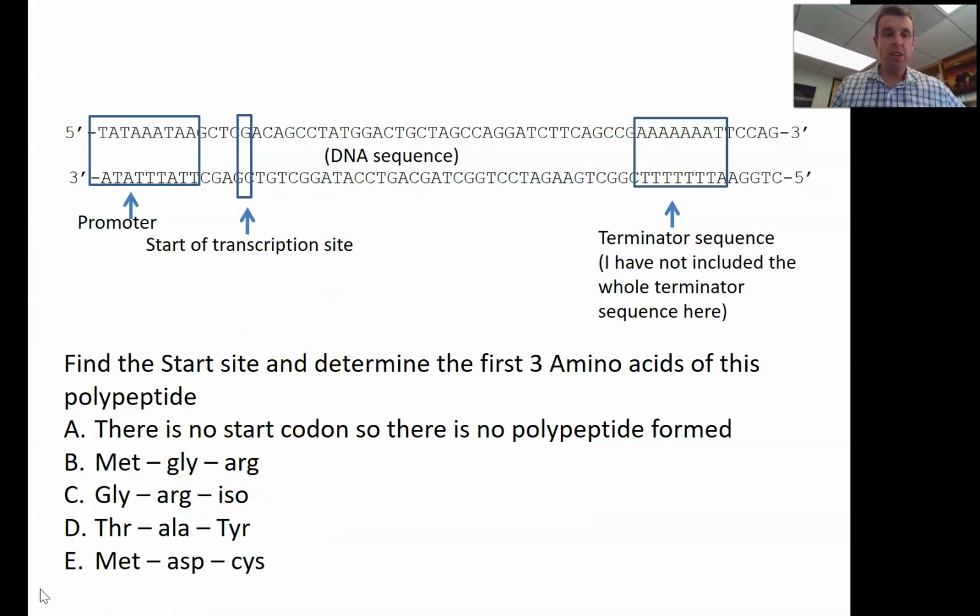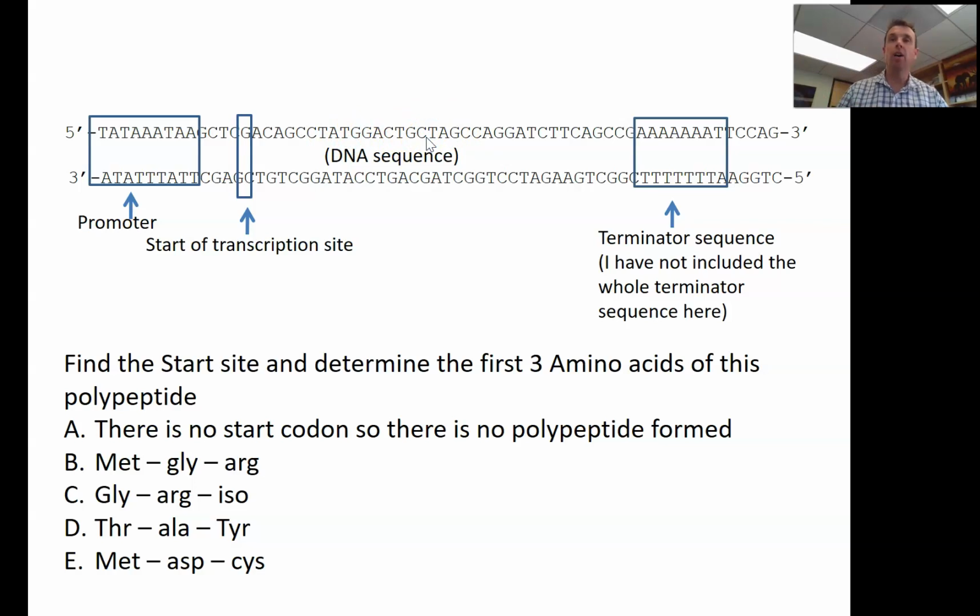because methionine is the start codon, and then GAC codes for aspartic acid, and TGC codes for cysteine if you look at your genetic code. And then you could keep going. Actually, TAG, I believe, is a stop codon, so this would be a really, really short polypeptide sequence.